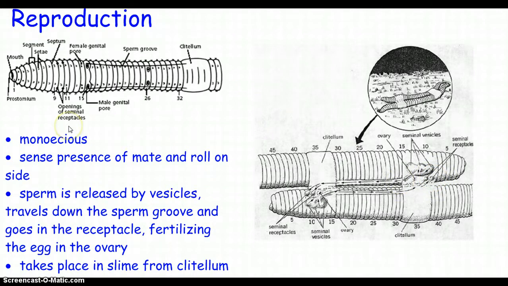Because they are hermaphroditic, this makes them monoecious, which means that one of the individuals is of both sexes. And basically they use this clitellum, which is that band that you've seen before, that helps with the reproductive process. It secretes a type of mucus, which helps the sperm travel.